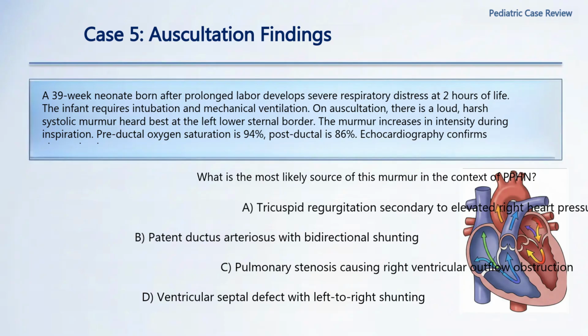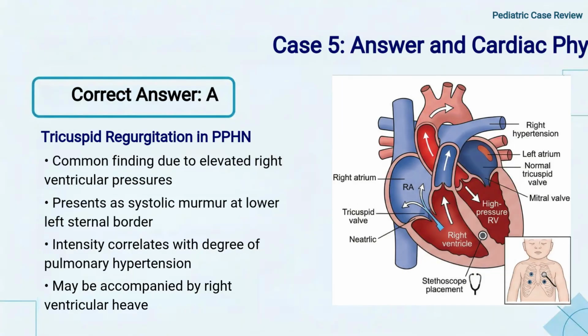Option A, tricuspid regurgitation secondary to elevated right heart pressures. Option B, patent ductus arteriosus with bidirectional shunting. Option C, pulmonary stenosis causing right ventricular outflow obstruction. Option D, ventricular septal defect with left to right shunting. The correct answer is option A, tricuspid regurgitation secondary to elevated right ventricular pressures.